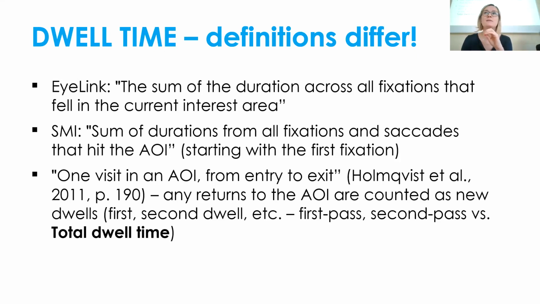Now, dwell time is a problematic measure. Why are some of these measures problematic? Because depending on the eye tracker that you use, you know them by different names, and different manufacturers call them differently. So I'll just discuss this on an example of dwell time. If you look at the definition of Eyelink, one of the eye trackers we're going to use here, probably the best eye tracker currently, Eyelink defines dwell time as the sum of the duration across all fixations in an area of interest. So we're adding up the durations of all the fixations.